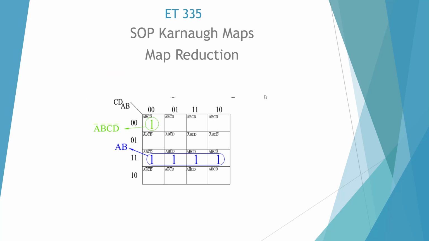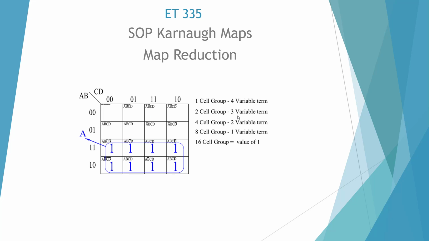Okay, here we got our 4s. So if it's a 1 by itself, it's going to stay as original. And if we have 4, we're going to get a 2 variable term. Okay, so A stays, B stays, and then we have C, C bar, D bar, and D, so those are going to drop out. Okay, so if we have an 8, we're going to get 1 variable remaining. So A is going to stay, B bar is gone, C bar and C are gone, D bar and D are gone. So the only thing left is A.